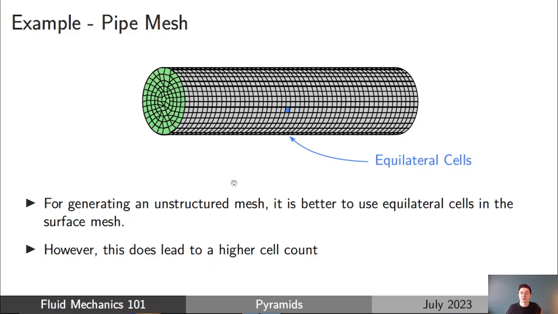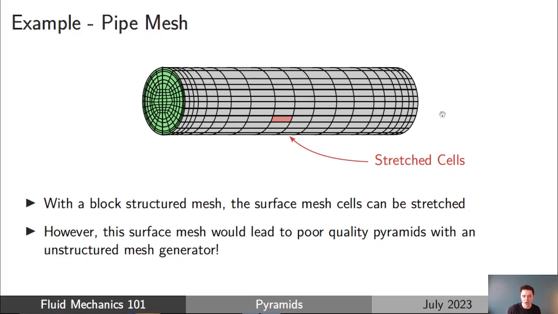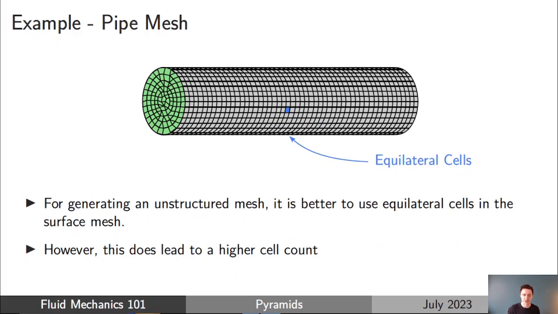And of course, some of you will notice that unfortunately this approach does lead to a higher cell count, because each one of these equilateral cells is projected off the surface to create a set of layers, and so actually the total number of cells is probably going to be far higher than the block structured mesh that we used here. So that is one of the downsides of this approach, but it will ultimately lead to a higher quality mesh if you're using an unstructured mesh generator.